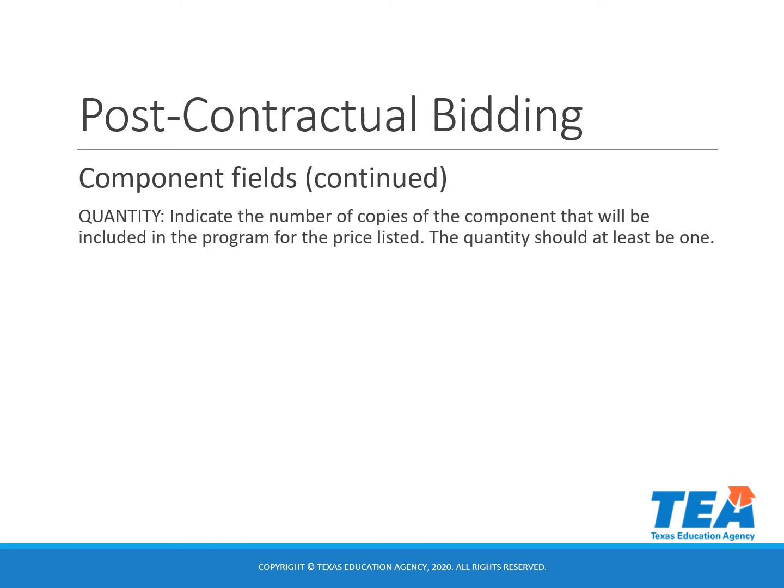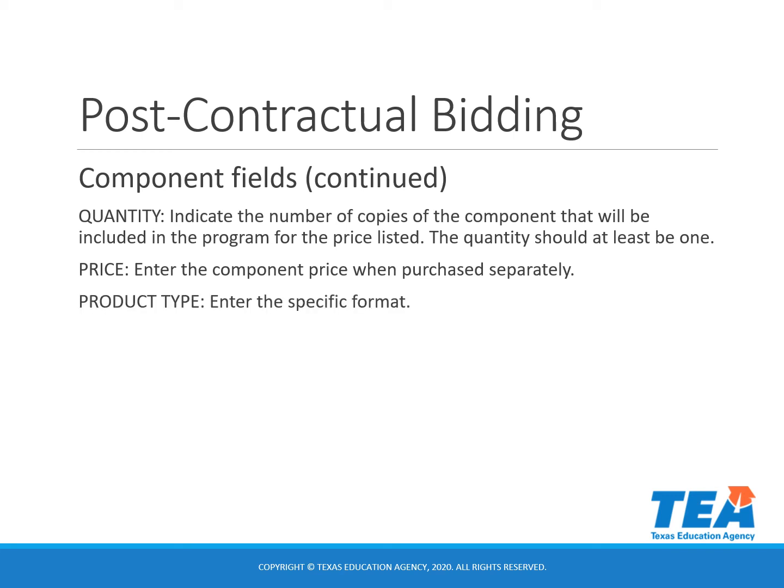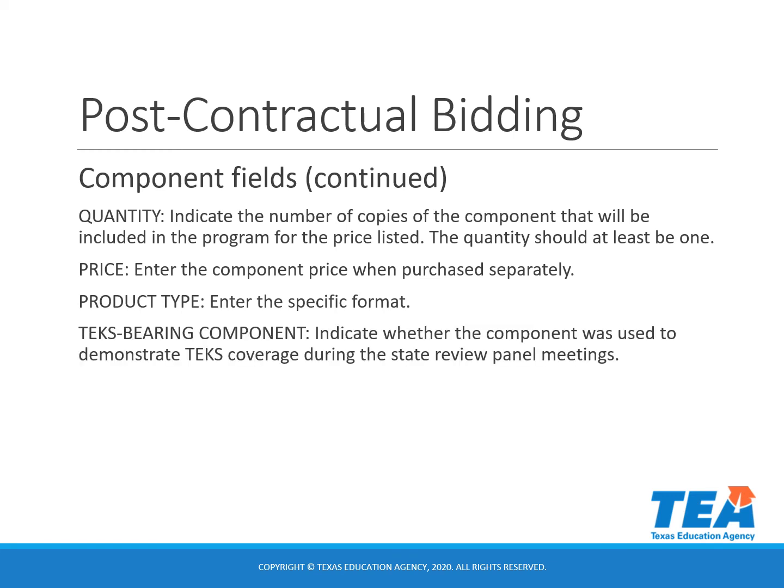In the quantity field, you will indicate the number of copies of the component that will be included in the program for the price listed. The quantity should be at least 1. In the price field, you will enter the component price when purchased separately. You will select the specific format for the product type. And then you will indicate whether the component was used to demonstrate TEKS coverage during the State Review Panel meetings using the TEKS bearing component field.